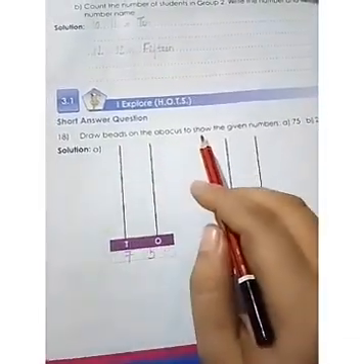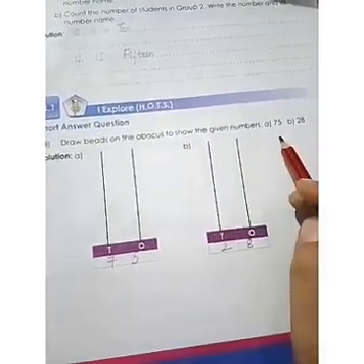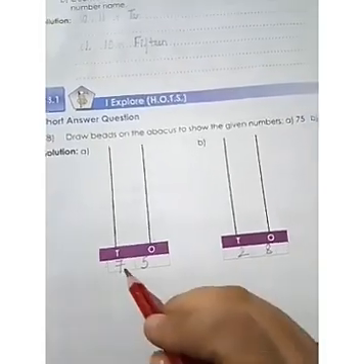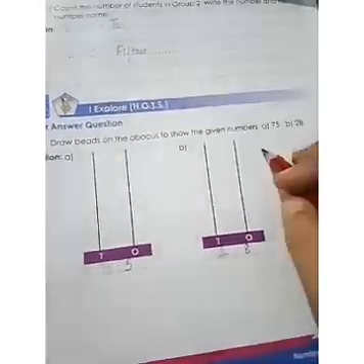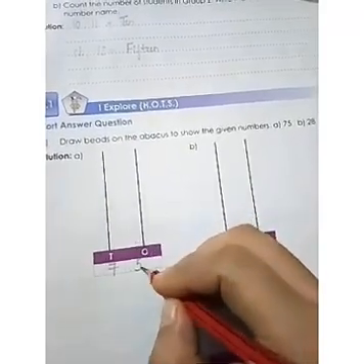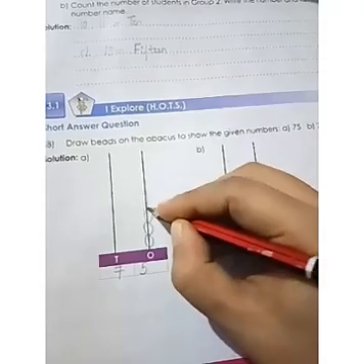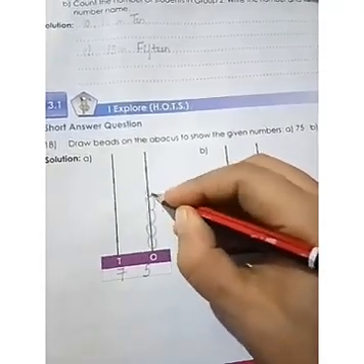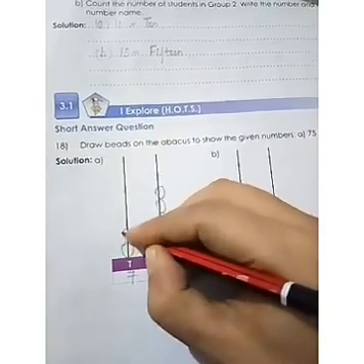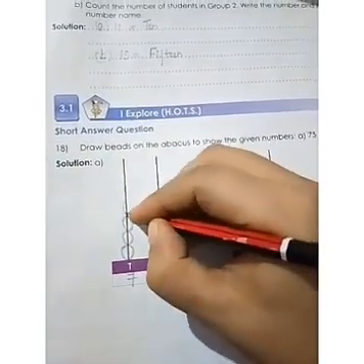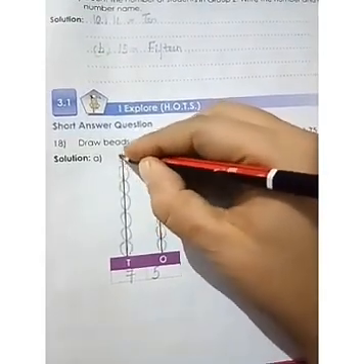Draw beads on the abacus to show the given pictures A and B, 75 and 28. So I have written in the place value chart as 75 and 28. Now I have to make the beads. So how many ones are there? 5. So I will draw here 5 beads. 1, 2, 3, 4 and 5. And how many tens are there? 7. 1, 2, 3, 4, 5, 6, 7.